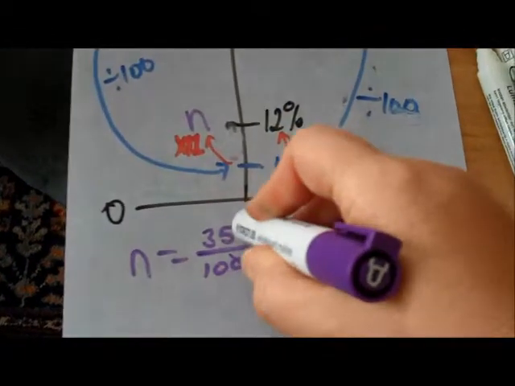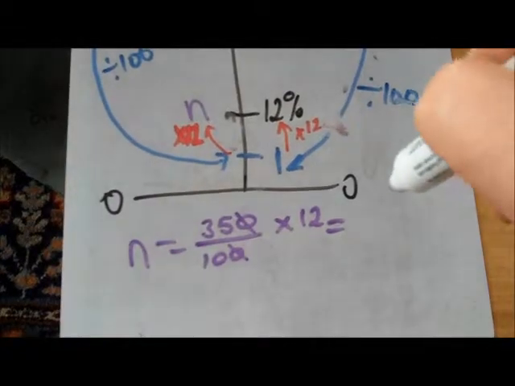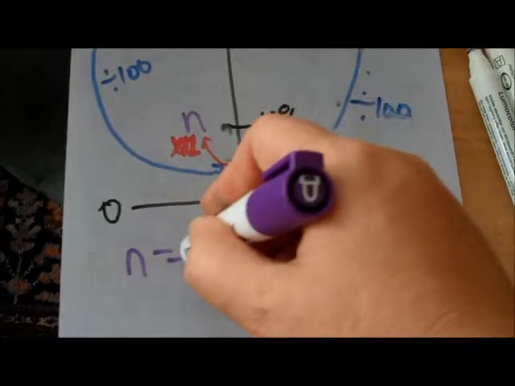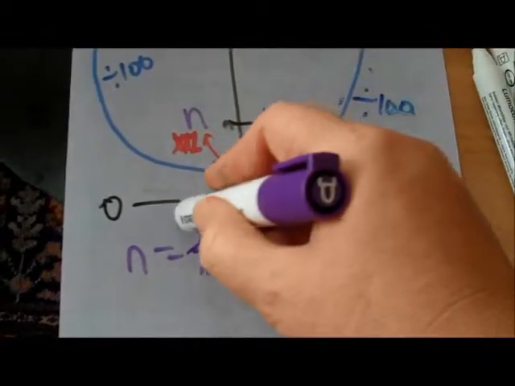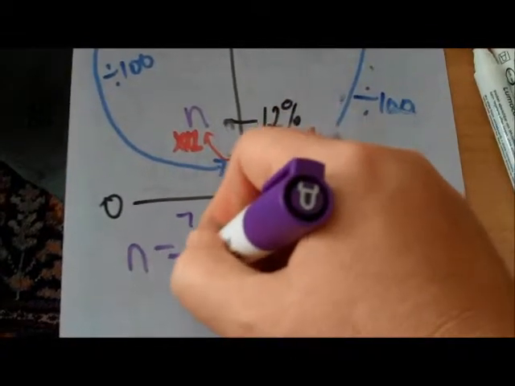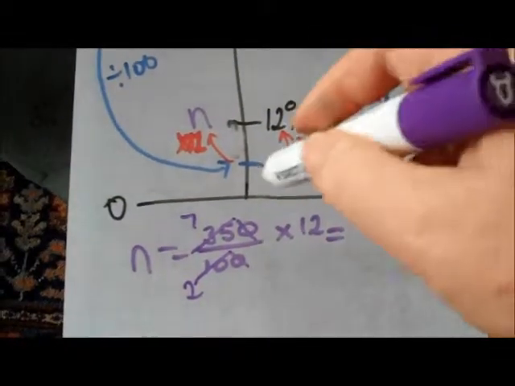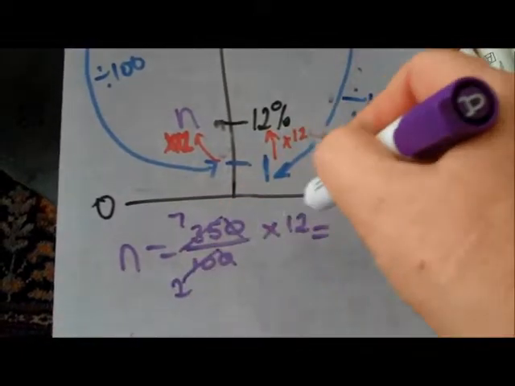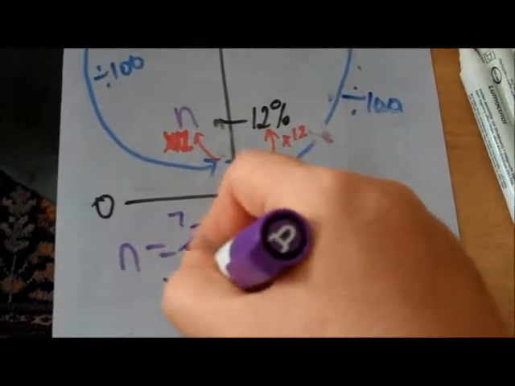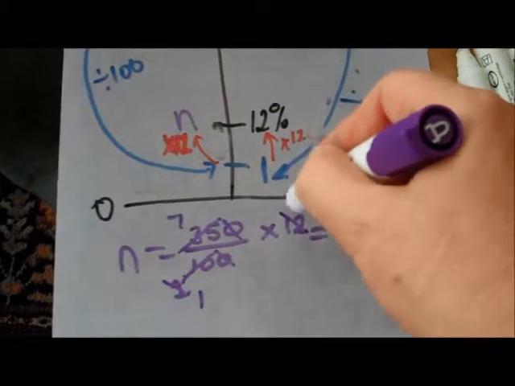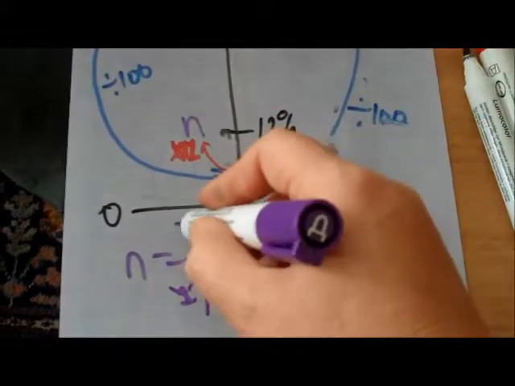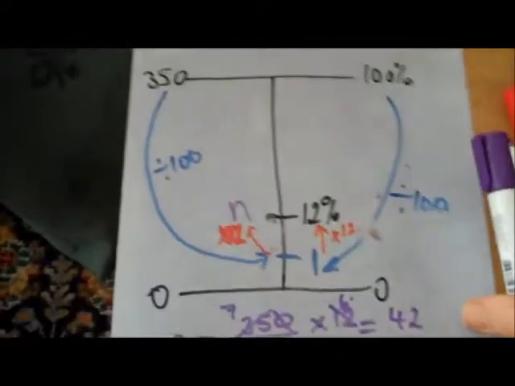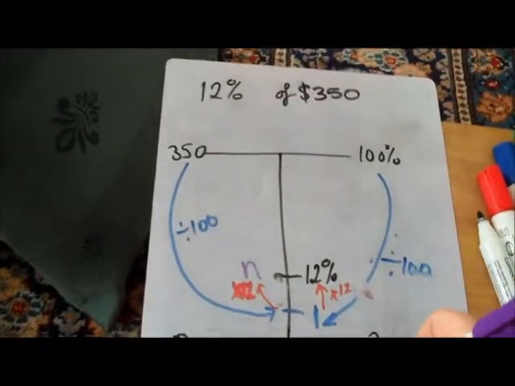Well, 350 over 100 is the same as 35 over 10. Can you see that 5 goes into both of those? So how many times does 5 go into that one? 7. How many times does 5 go into that one? Twice. I can also cancel. How many times does 2 go into 2? Once. How many times does 2 go into 12? 6. And then 7 times 6 is 42. So $42.